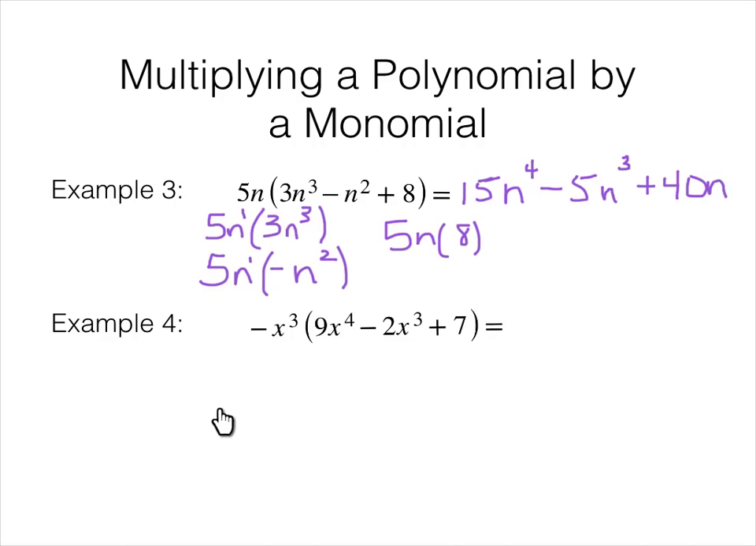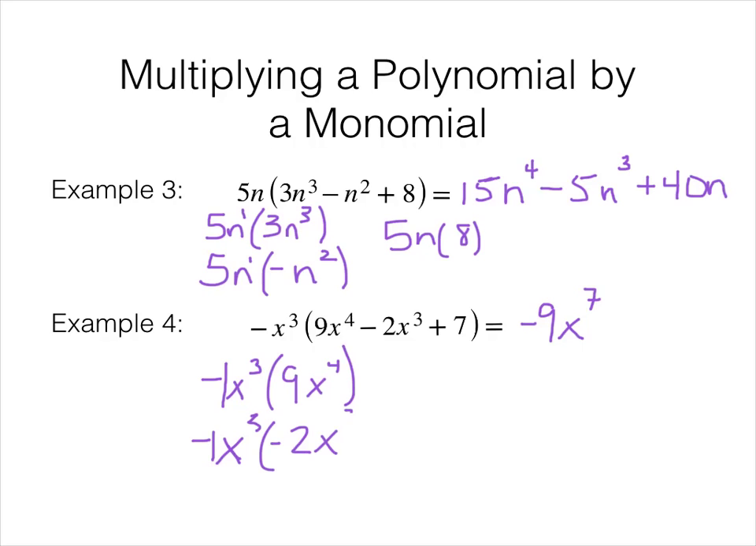Look at the next one. We have negative x cubed times 9x to the 4th. Well, negative 1 here times 9 is going to be negative 9. X to the 3rd times x to the 4th is x to the 3 plus 4, or 7. Again, negative x to the 3rd times minus 2, or negative 2x cubed. Minus 1 times minus 2 is plus 2. X to the 3rd times x to the 3rd is x to the 6th. And finally, negative x to the 3rd power times 7 is negative 1 times 7, negative 7. And then just x to the third, nothing to change the exponent.